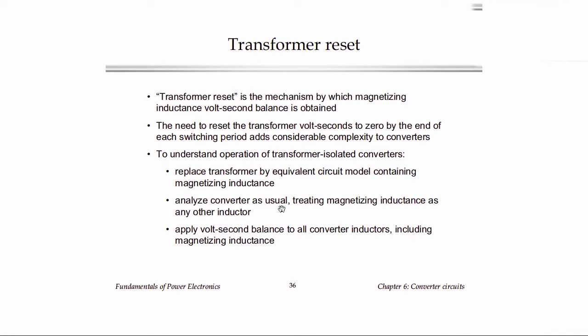Okay, we sometimes use the terminology transformer reset. And transformer reset is the mechanism by which the converter circuit makes the volt-seconds balance on the transformer. In many converter circuits, it's not easy to add a transformer. We have to add additional circuitry to make the transformer reset and get the volt-second balance to happen. So we're going to discuss that with respect to a transformer isolated version of the buck converter known as the forward converter, to understand how the transformer gets reset and how we can get the volt-seconds to balance.